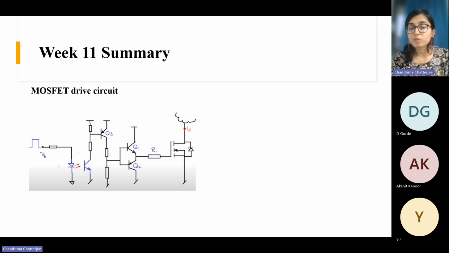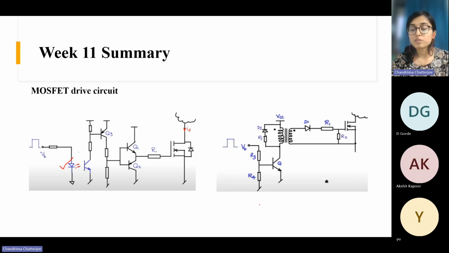So again, you can use an optocoupler circuit like this, same as we discussed for BJT, or you can use this transformer based isolation. You can use this transformer based isolation from signal side to power side.